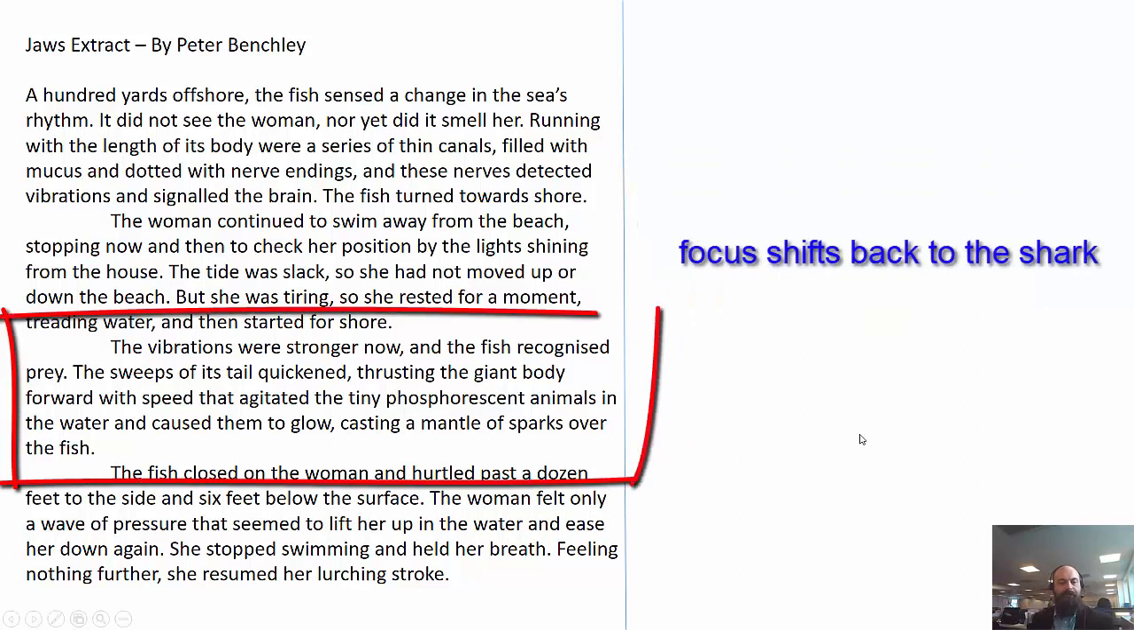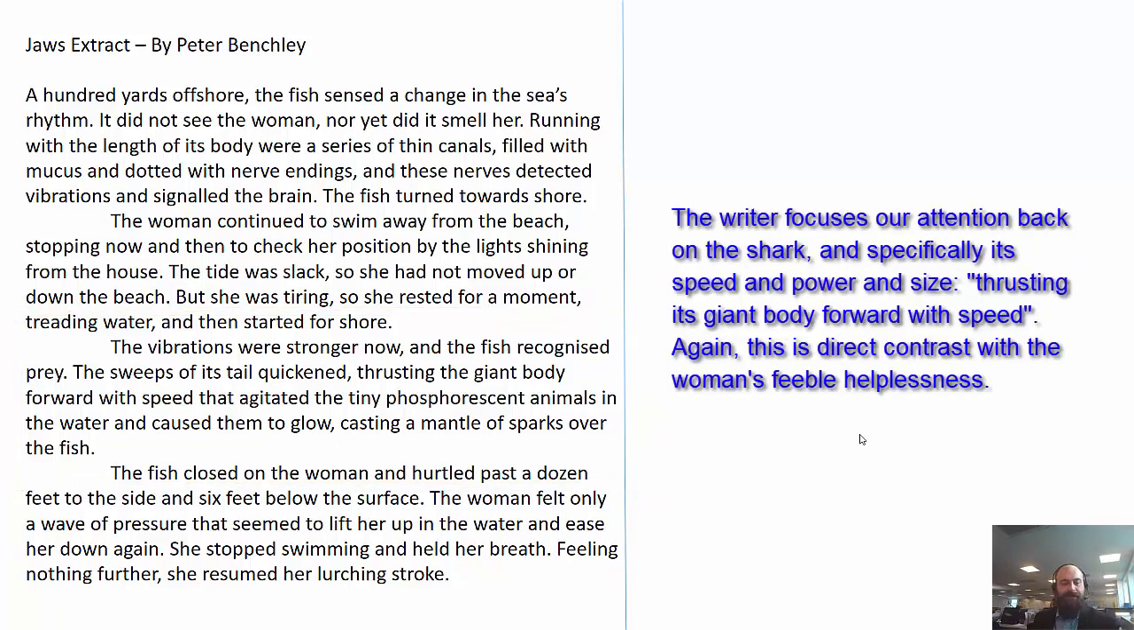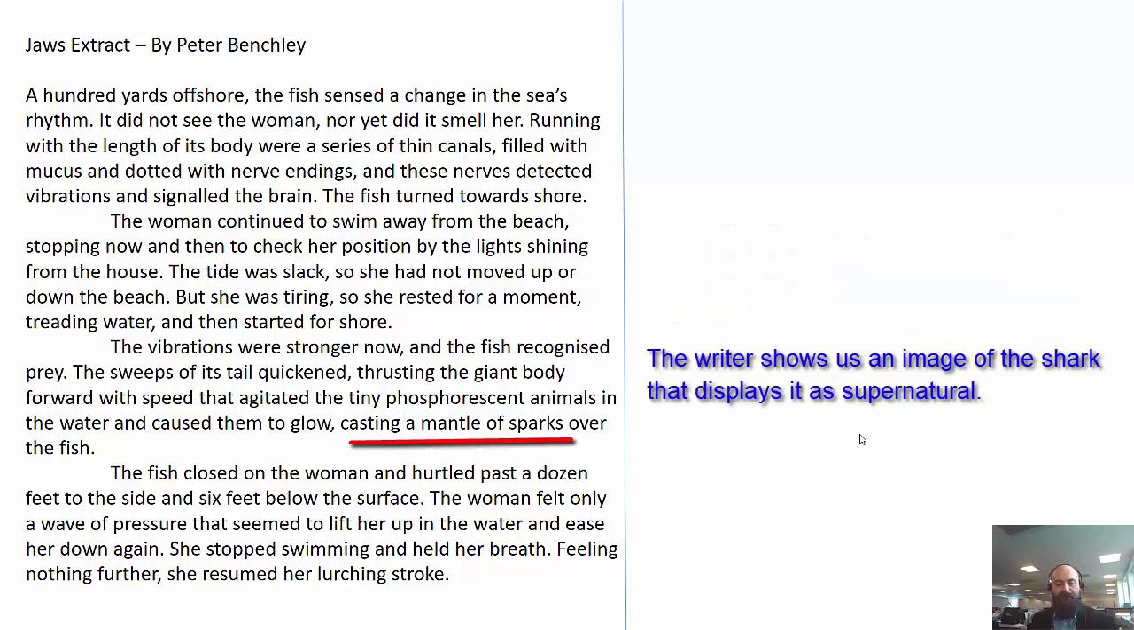So in this third paragraph, we shift back to the shark, and it says that the vibrations are stronger now, and the shark has quickened. So we've got this image of the shark being speedy and powerful as it bears down upon the woman, and is casting a mantle of sparks around the shark. So we've got this kind of supernatural image of the shark's speed and power as it approaches the woman.